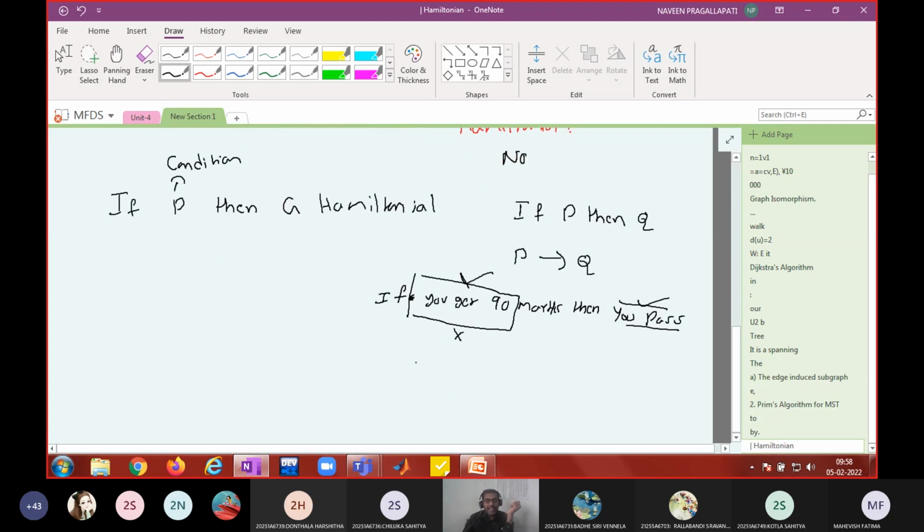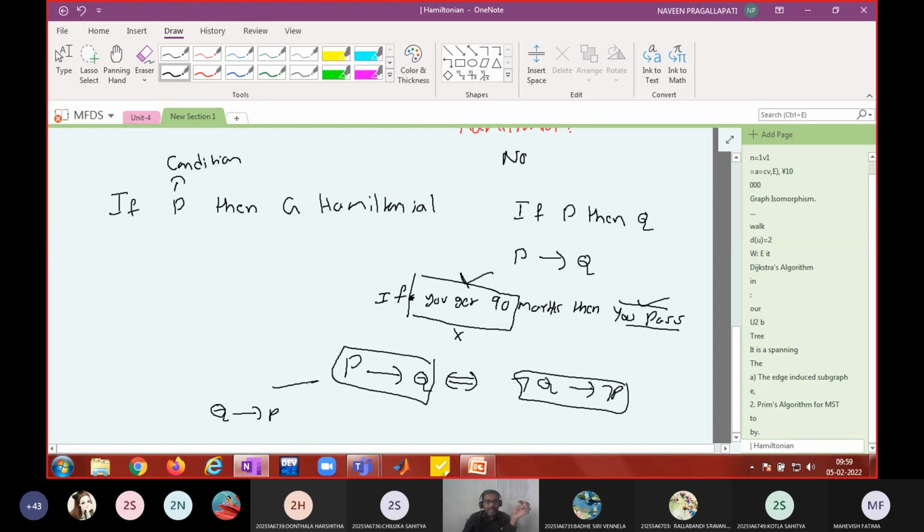Because that is the inverse. What is the equivalent statement to P implies Q? P implies Q is equivalent to negation Q implies negation P. Do you remember? Only the contrapositive is equivalent. The converse need not be equivalent. What is the converse? Q implies P. These two need not be equivalent. The inverse also need not be equivalent.